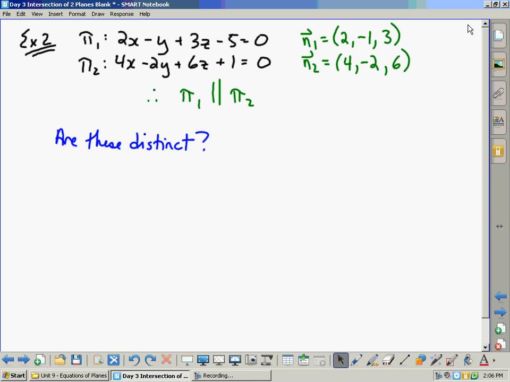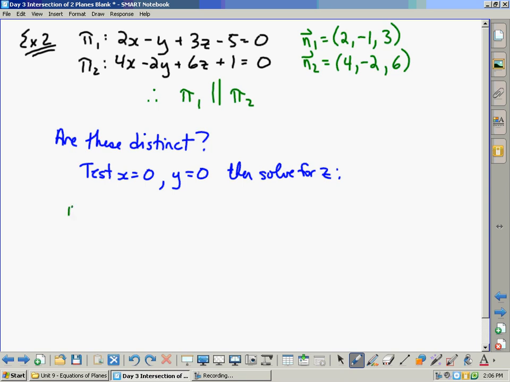But the most common thing we can do is let's make our life really easy, and we're going to test x equals 0, y equals 0, then solve for z. Since we can plug in any value for x and y, we can very quickly test the value for z. If they end up being the same answer for z, then these must be the same plane.